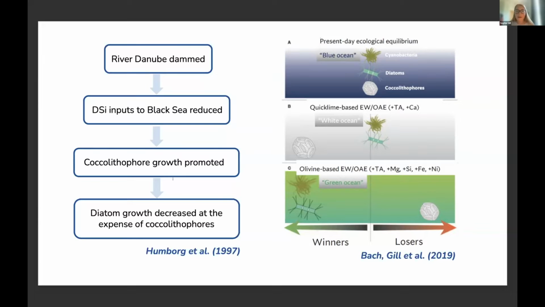So we can see that this example from Humborg et al. really nicely illustrates how we could use the Black Sea as an analog in practice for OAE. There are situations that have happened there that provide a kind of natural test for seeing these perturbations, which we hypothesized about in the white versus green ocean scenarios.